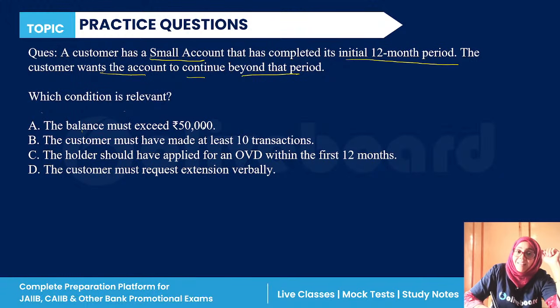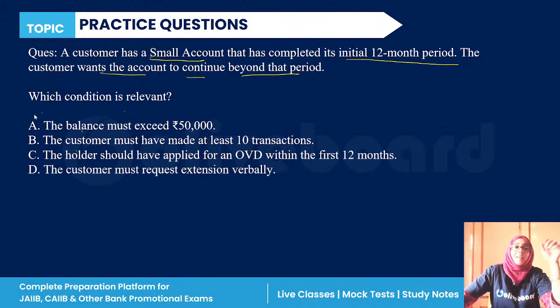The balance must exceed 50,000. The customer must have made at least 10 transactions. The holder should have applied for an officially valid document within the first 12 months. The customer must request the extension verbally. Very simple thing, everyone. Tell me the correct answer.